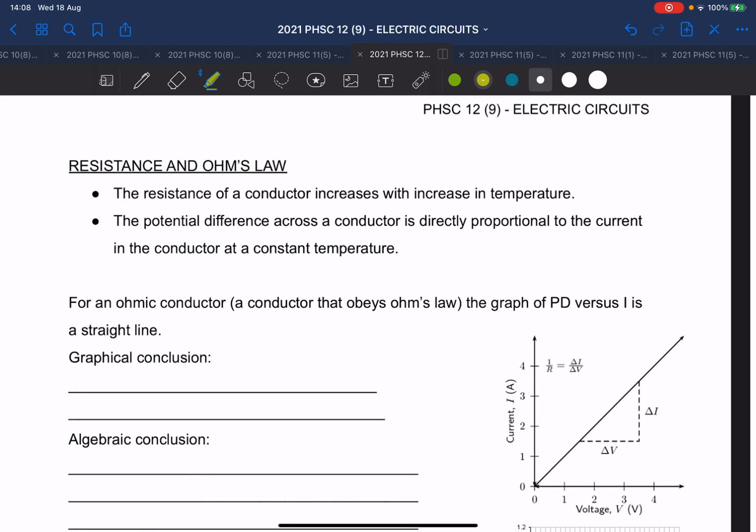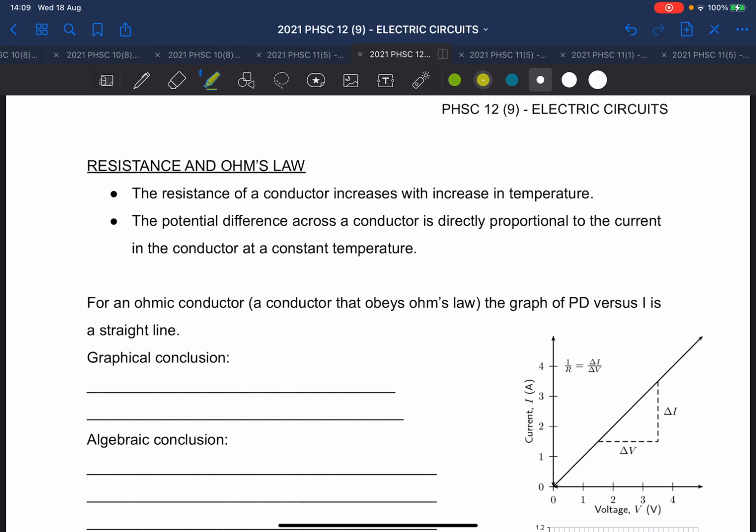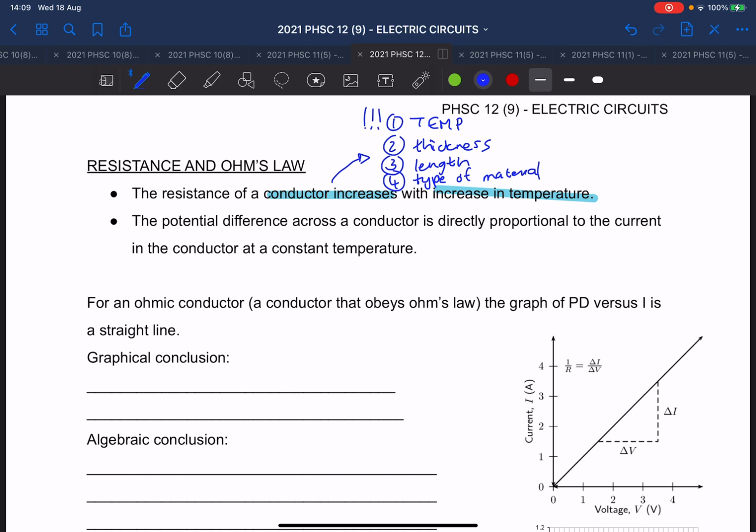Okay, now we're just going to revise resistance and Ohm's law. Ohm's law said the resistance of a conductor increases with an increase in temperature, and we spoke about that. There are four things that can influence the resistance of a resistor: temperature, the most important one that we will consider the most, the thickness of the conductor, the length of the conductor, and the type of material of the conductor. But we know if the temperature increases, then the resistance of the conductor also increases.